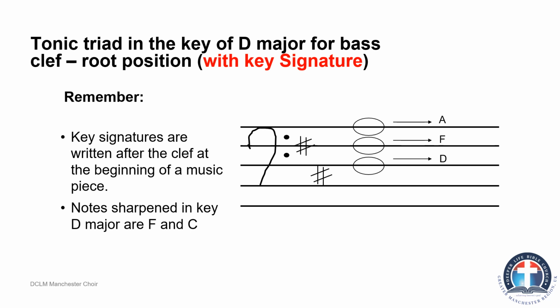So for our bass stave, this is how our tonic triad in the key of D major is positioned. Again, take note of the key signature, and you know the notes that are sharpened are F and C. And of course, look at the tonic to be able to identify what key the tonic triad is. So in this case, our first note is what? D. Our third note is what? F. And then the fifth note is A.